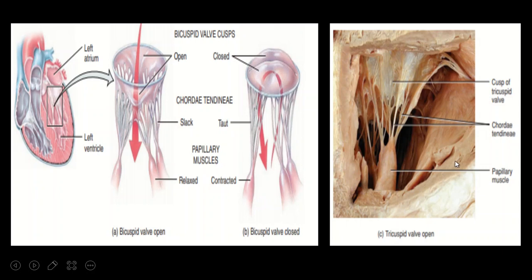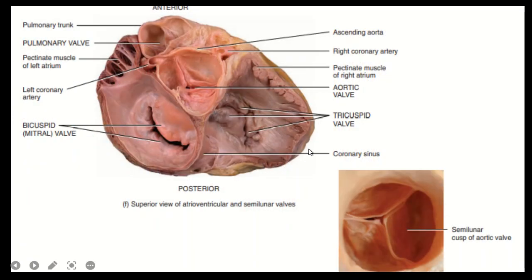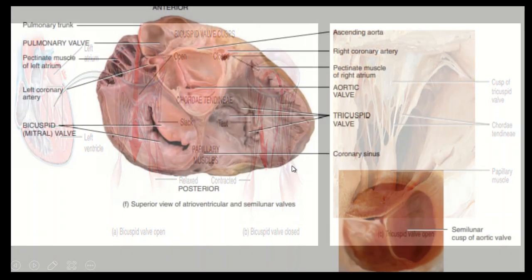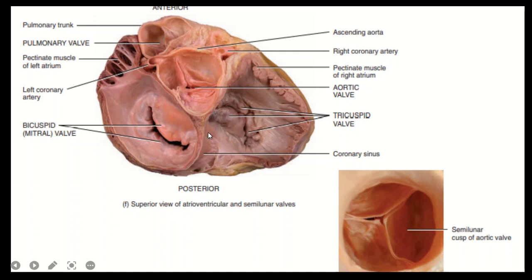So, ito yung tricuspid valve. This is the papillary muscle, the chordae tendineae. So, 'di ba sabi kanina, the chordae tendineae and the papillary muscle prevent the inversion of the tricuspid valve or the bicuspid valve. Kasi pag nag-contract ang heart, hindi na makakabalik. So, itong papillary muscles and chordae tendineae, they prevent the inversion of the bicuspid valve, AV valves.